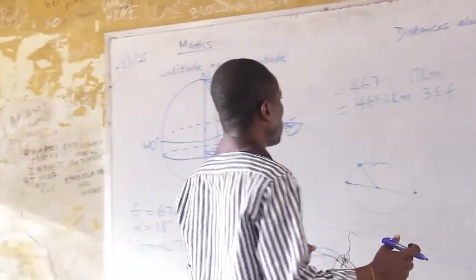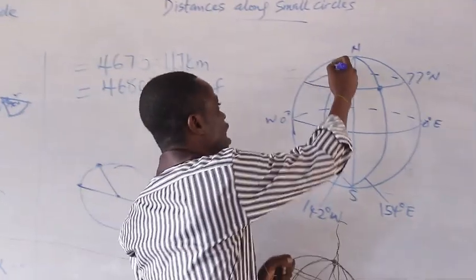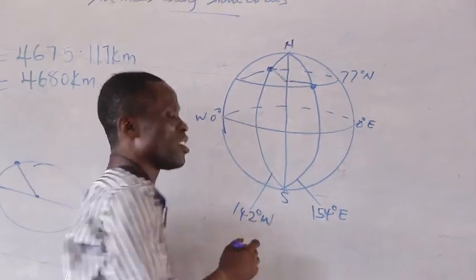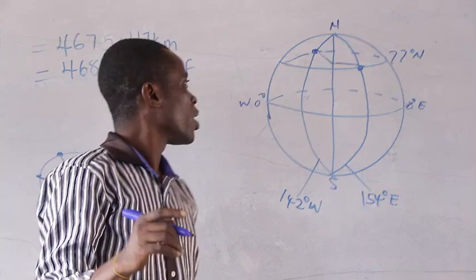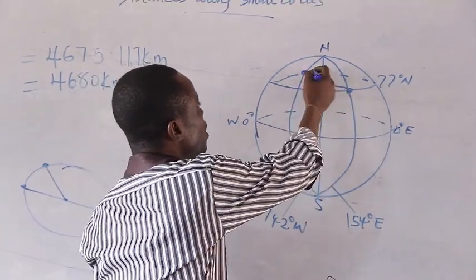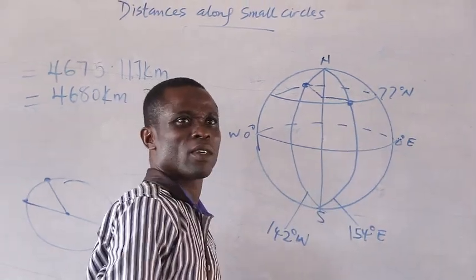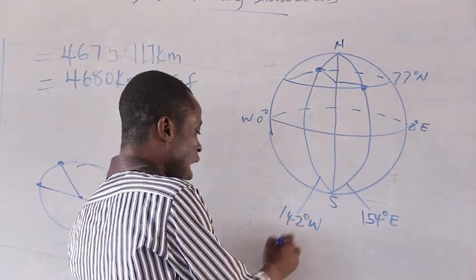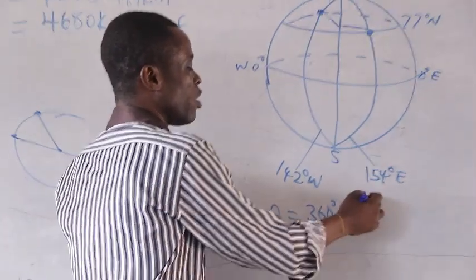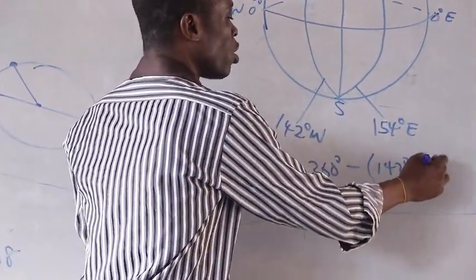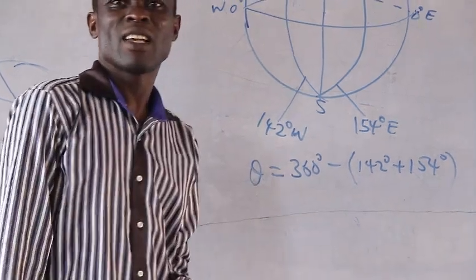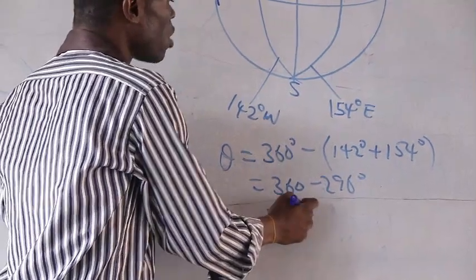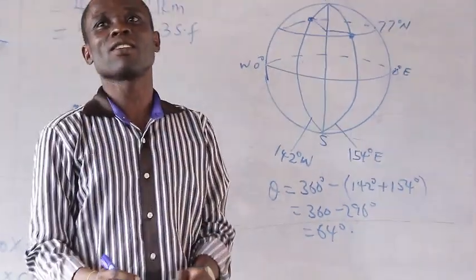Okay, so we are going to have the diagram as this. Now that the angular difference is 296, if I want to move from here to this place, then this one happens to be the shorter distance. So we are looking for that shorter distance, not the long distance. That's why we say the angular difference is 360 minus the addition of 142 plus 154. Is that taken? Yes, sir. So this will give us 360 minus 296, and that is 64 degrees. So the angular difference is 64.